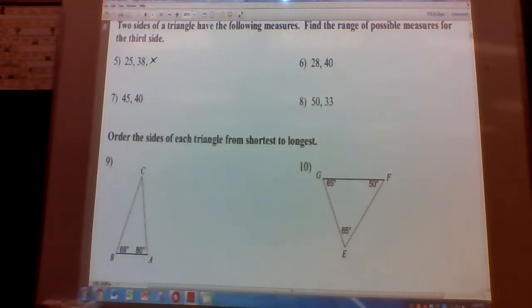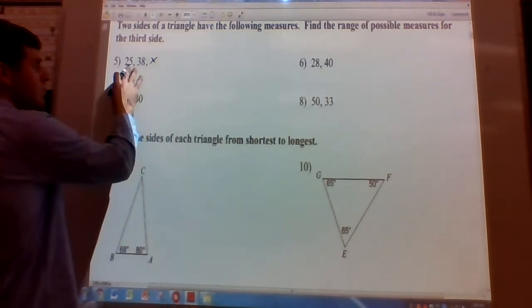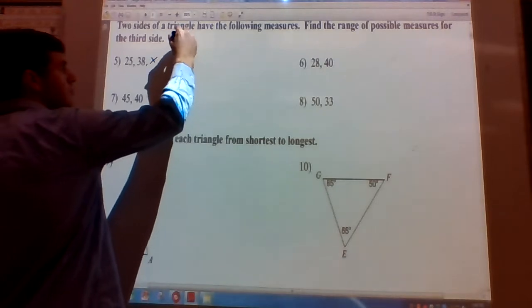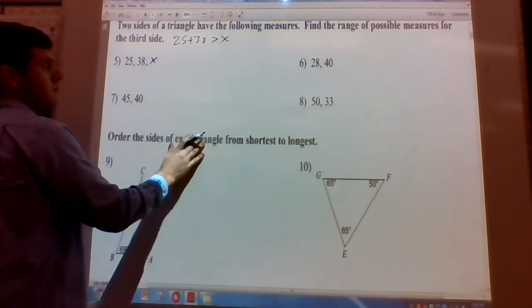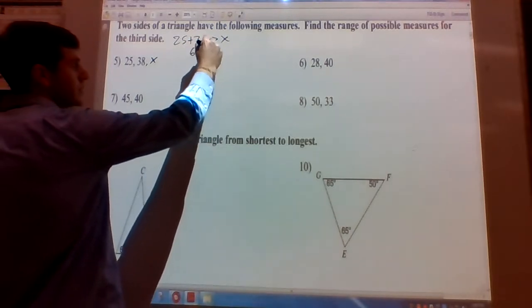Right. So the proper way to do this, there's a quick way that doesn't really demonstrate that you understand the concept, and then there is a full good way of doing it, full explanation. So we're going to do that way first, and then I'll show you guys the shortcut. So any two sides have to be greater than the third side. So 25 plus 38 has to be greater than x. So 63 has to be greater than x.